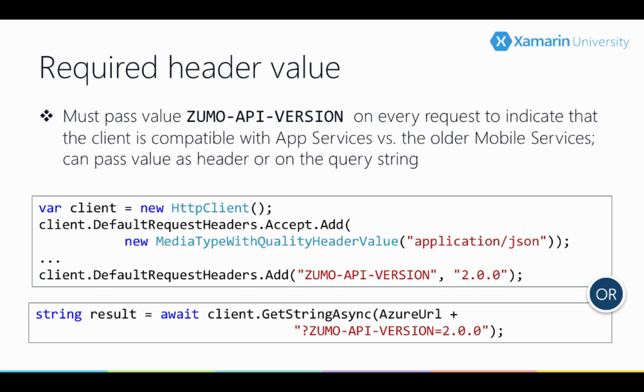And the value indicates the version of the client SDK being used. And Azure expects version 2.0.0, and all other values are going to return a 400 level bad request response. So this version check can be disabled on the server side through a web.config setting.